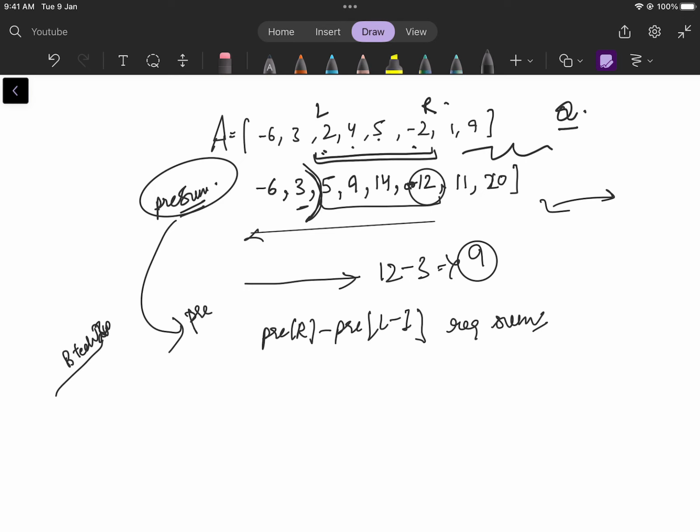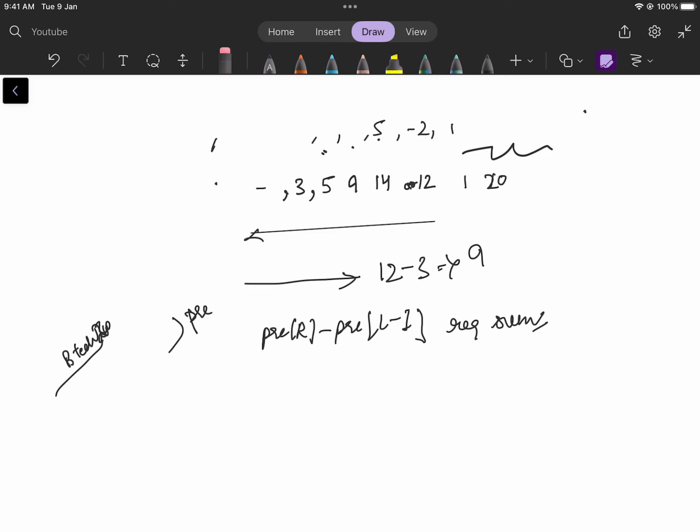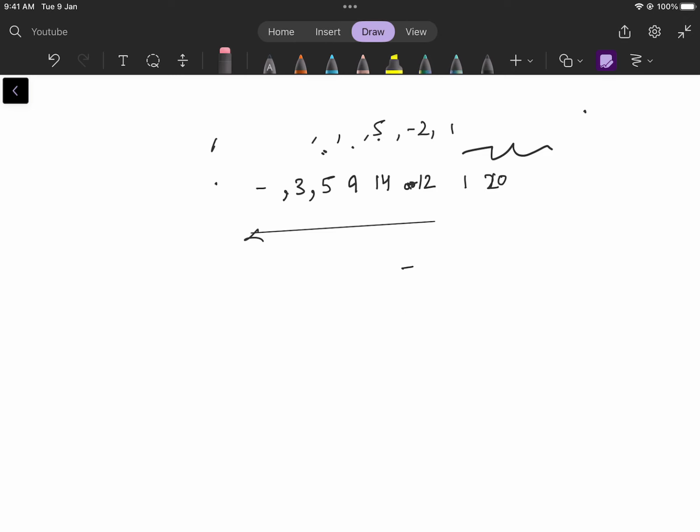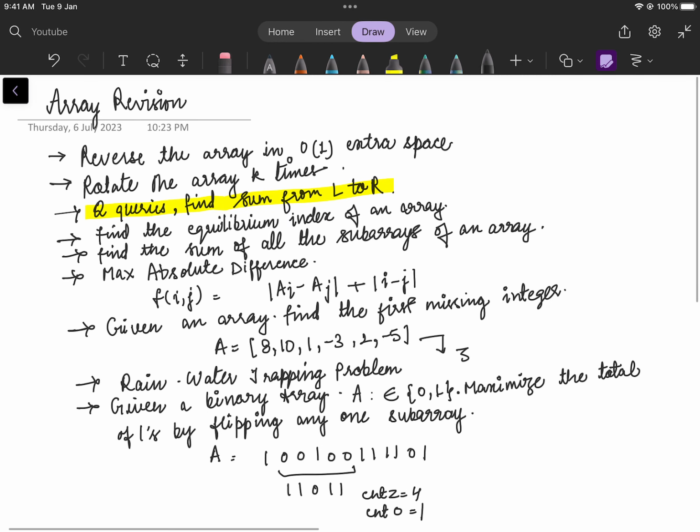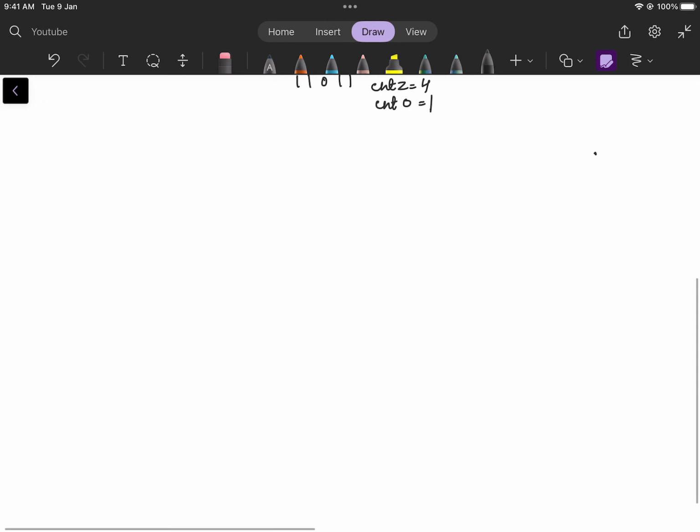Okay, so let's move to the fourth question. I don't want to make this video long because I don't want everybody to get stuck in anything. So, find the equilibrium index of the array. This is only a modification of that question, nothing else.